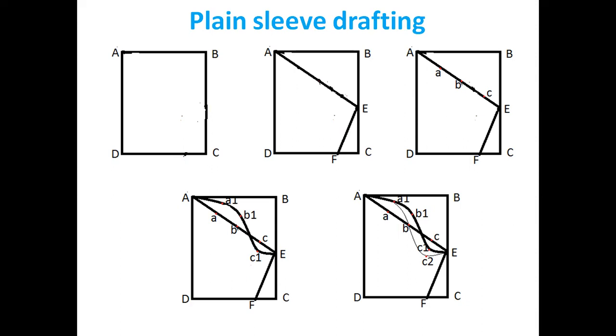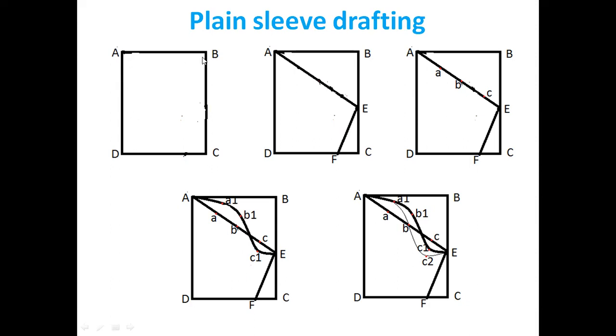So take a pattern sheet and you should have an on-fold in the line AD. Okay, so you have to fold the sheet on-fold and mark that on-fold portion as AD. AD is nothing but the sleeve length. You have to take the measurement of the sleeve length and mark that as AD.